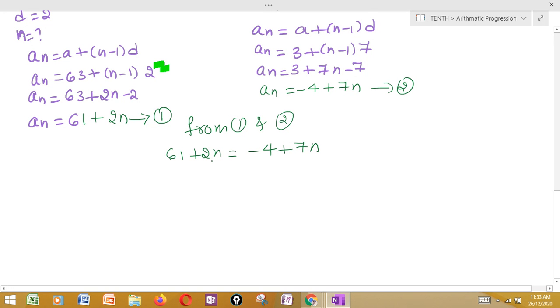Now next, what do we have to do? We have to bring the like terms to one side. So 61 plus 4. Why do we have to write plus 4? Because minus 4 has come to the left side. Then to the right side, 7n minus 2n.